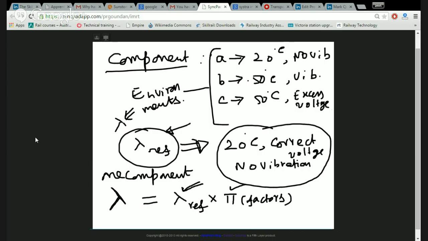you will get a lambda for the component. Then the lambda for the board will be the sum of the lambdas you got. For one component I got, up to 1 to n. What is the sum? This will be the lambda, or the failure rate, for the board. That is fairly simple so far, isn't it? The pi factors example.